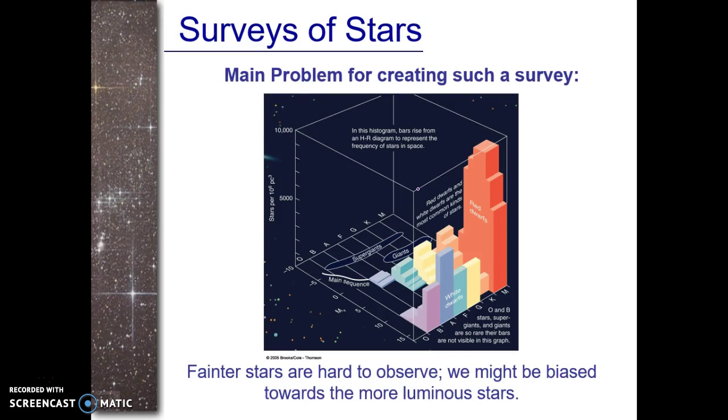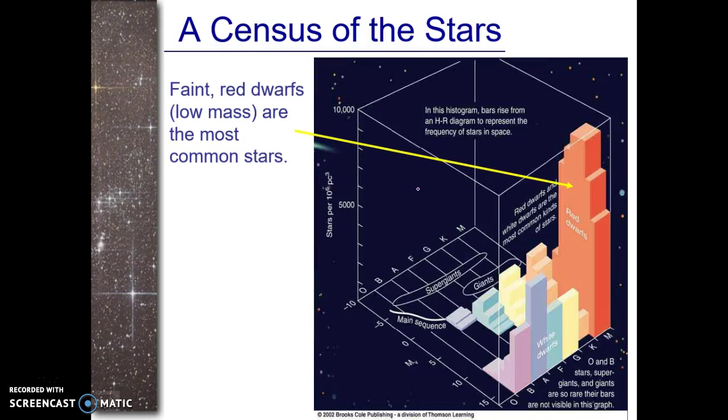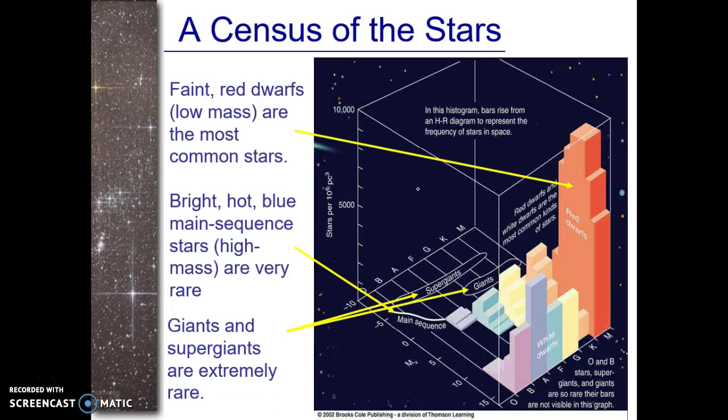Well, they found that the fainter stars are harder to observe. So we typically have a little bit more bias towards the more luminous stars, the giants, the dwarfs, all those that are big and bright, right? And we also found that the faint red dwarf stars are the most common stars. They found that the bright hot blue main sequence stars with high masses are very rare, and that the giants and the supergiants are extremely rare.